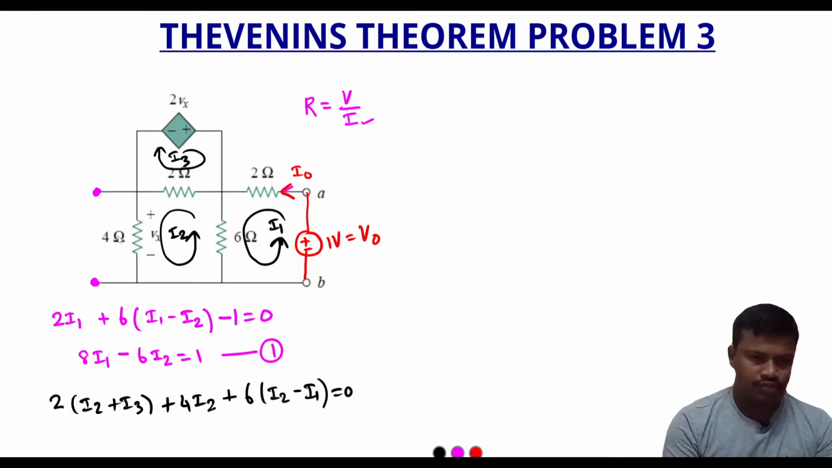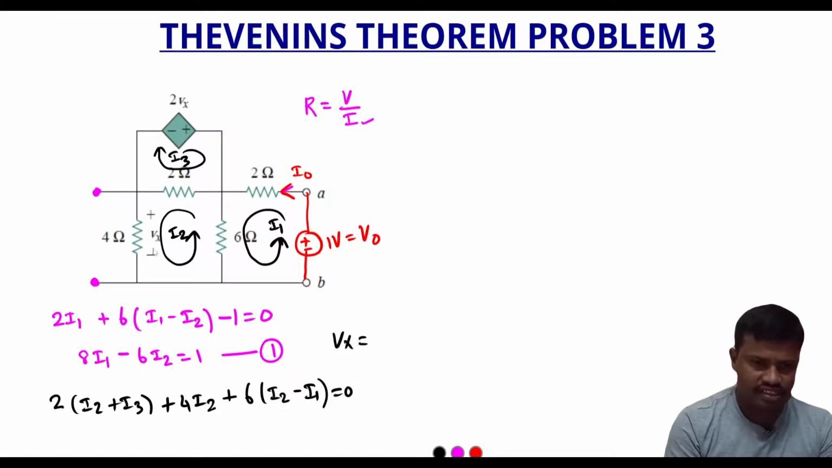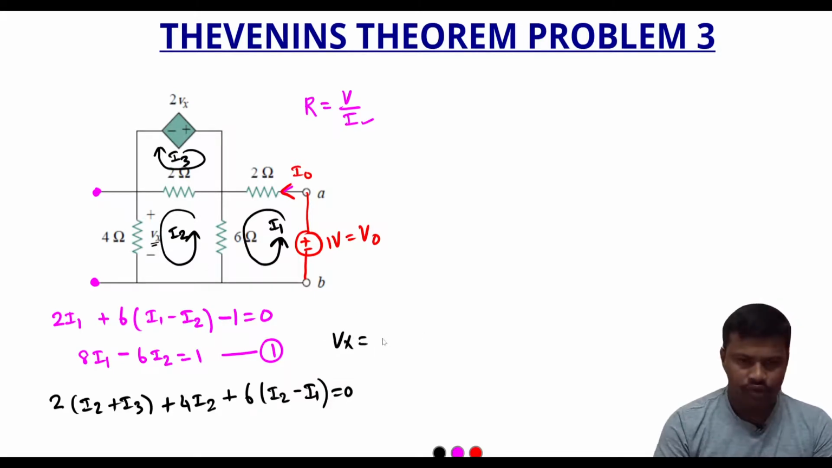Here one more thing we need to note is that Vx is equal to 4 into I2. This must be understood from the diagram.